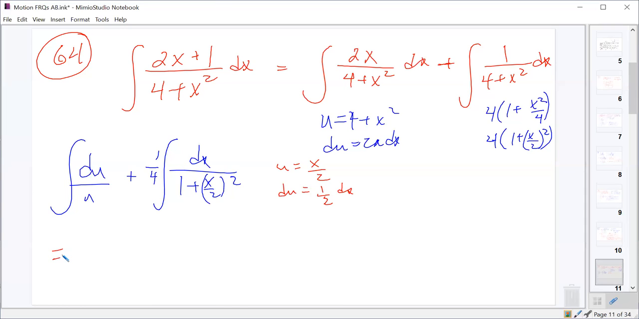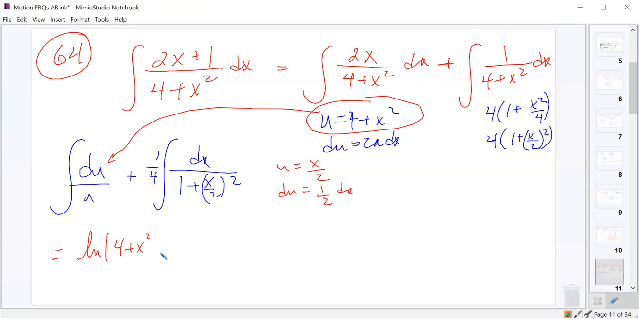Everybody good with that? All right, so we end up with natural log absolute value of our first u, which was 4 plus x squared. So natural log absolute value of 4 plus x squared. And then we end up with plus 1/2 the integral of du over 1 plus u squared. Everybody good with that?